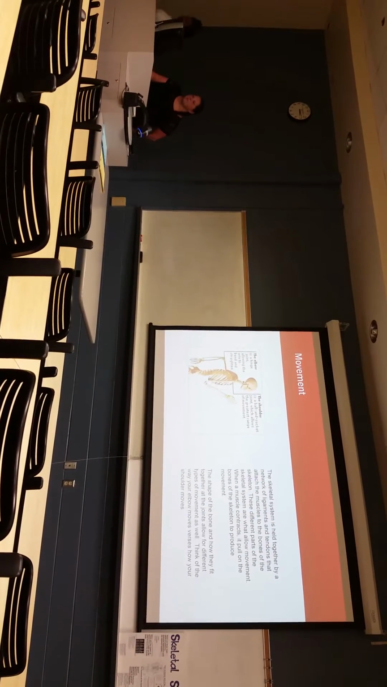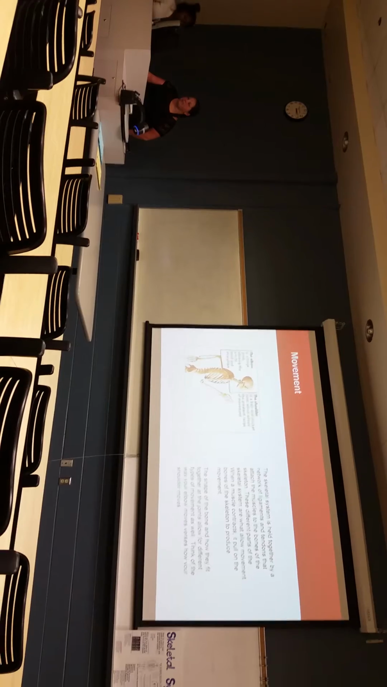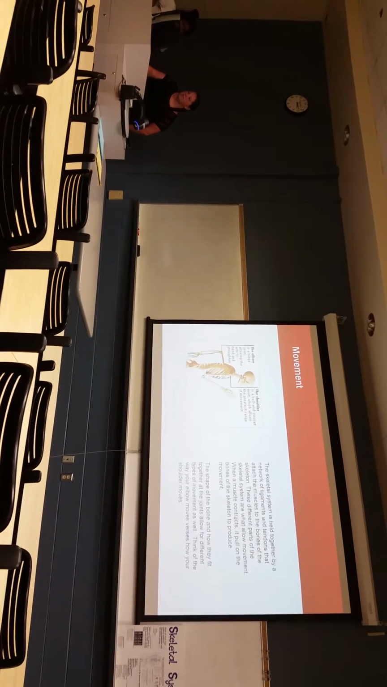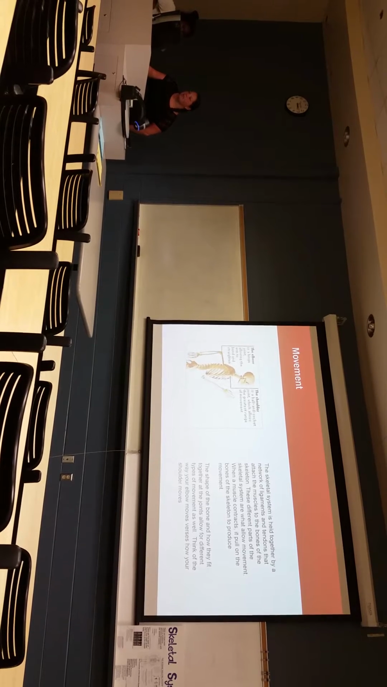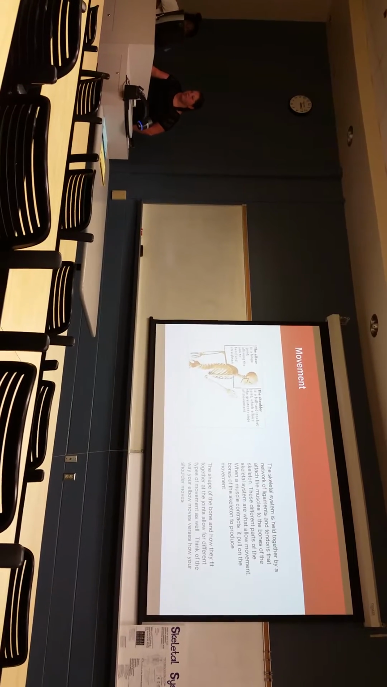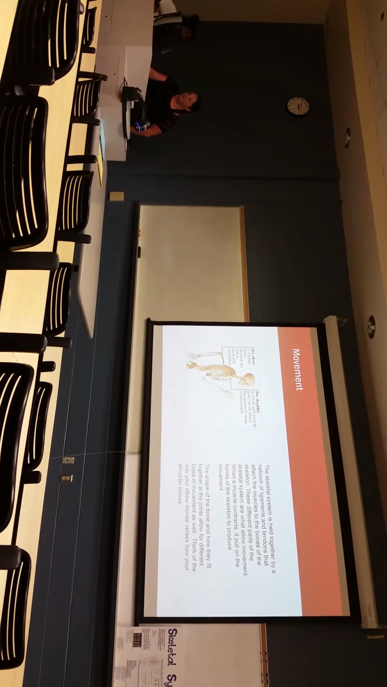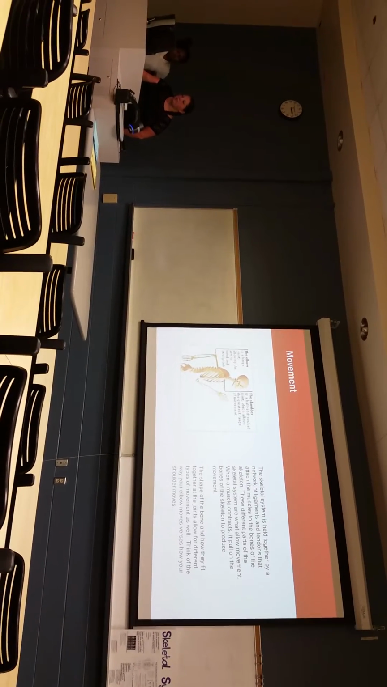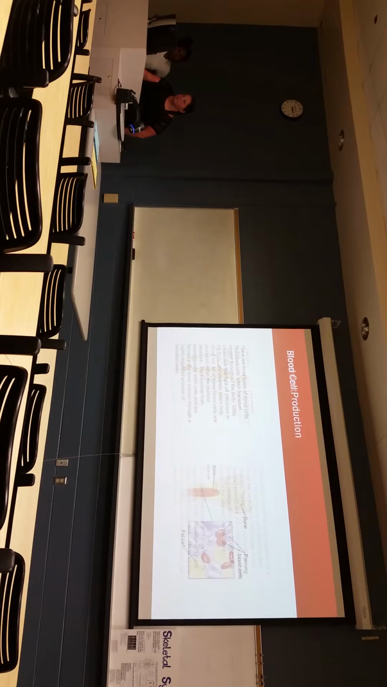Movement. The skeletal system is held together by a network of ligaments and tendons that attach the muscles to the bones of the skeleton. The skeletal system is what allows movement. When a muscle contracts, it pulls on the bones in the skeleton to produce movement. The shape of the bones and how they fit together at the joints allow for different types of movement as well. Think of the way your elbow moves versus how your shoulders move.